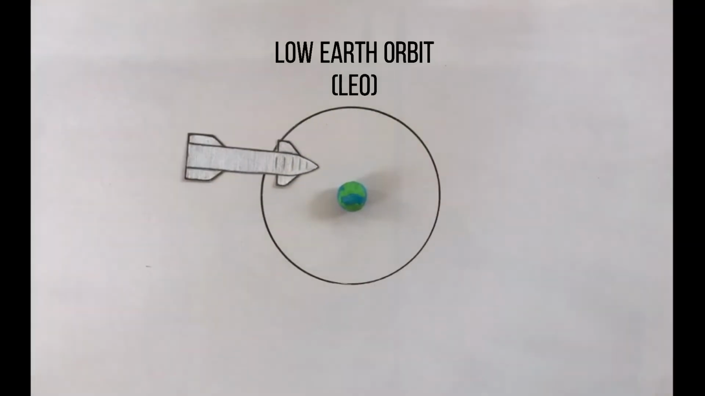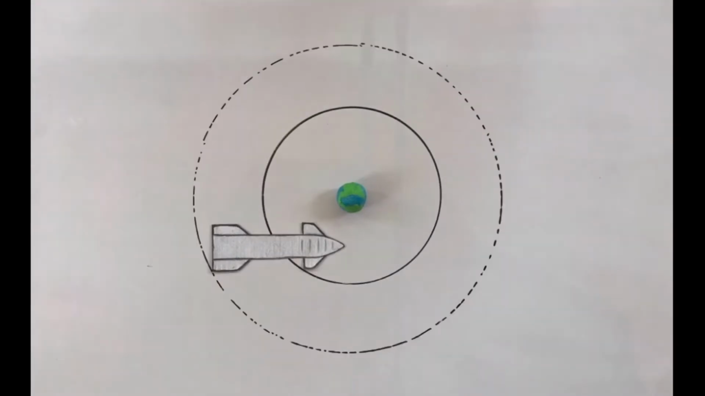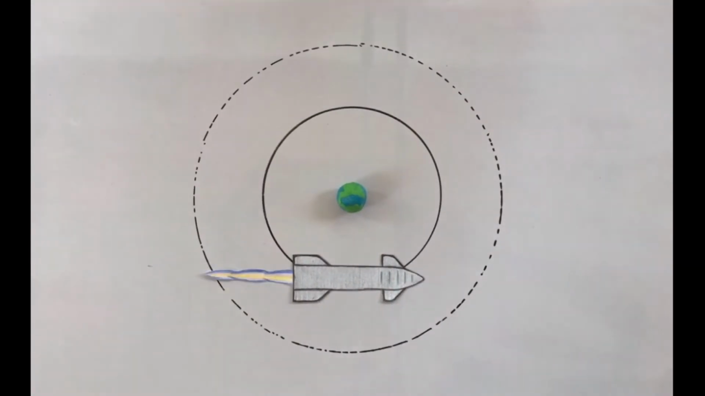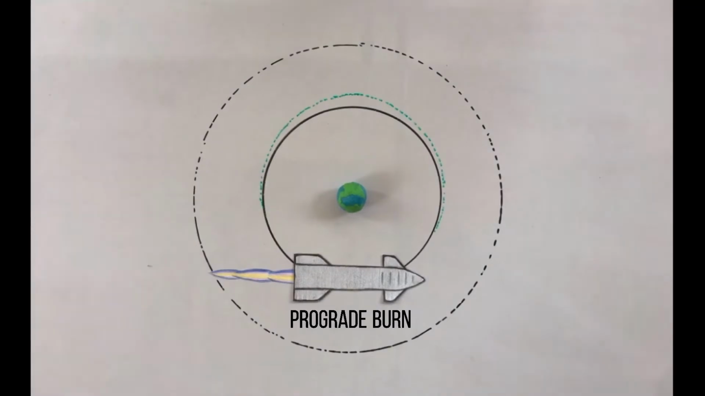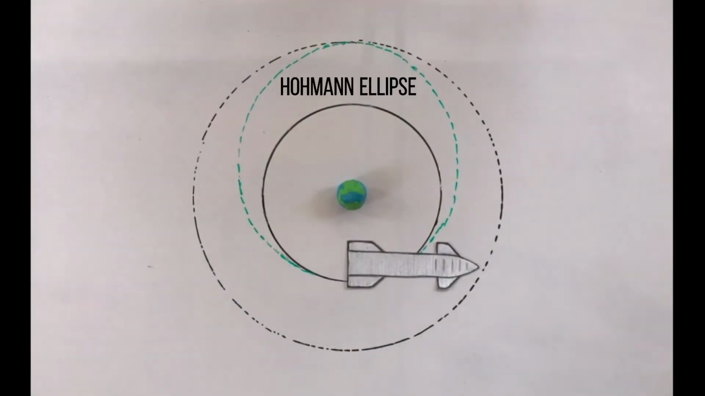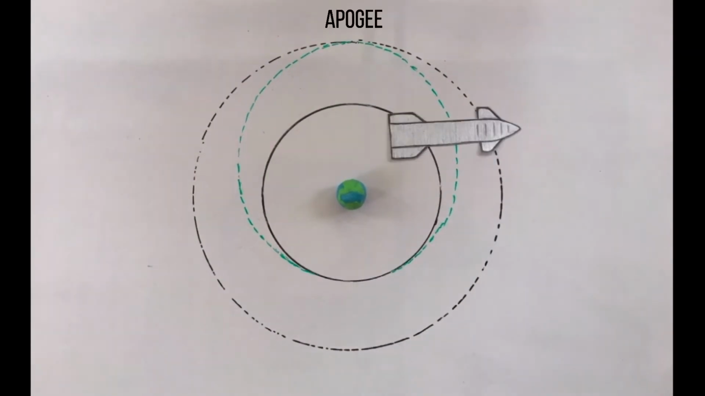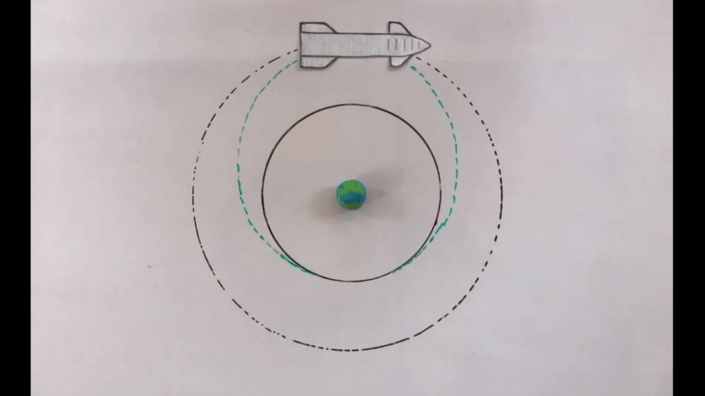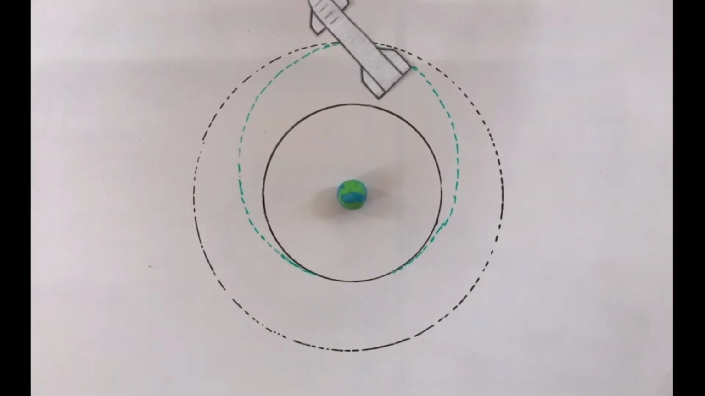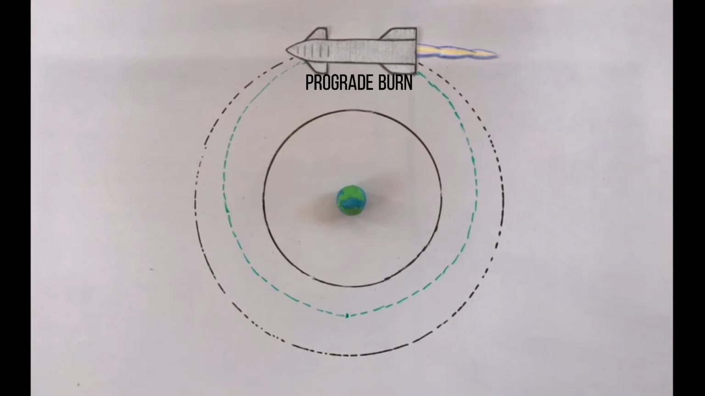Hohmann transfer is basically changing our current orbit to a higher orbit using the minimum amount of energy. Let's say we are in low Earth orbit and we want to go to a higher orbit. First, we need to fire our engines forward to raise our orbit on the opposite end and make it more elliptical. When we reach the apogee, or the highest point of the orbit, we need to reorient our spacecraft and fire our engines again forward to circularize our orbit.